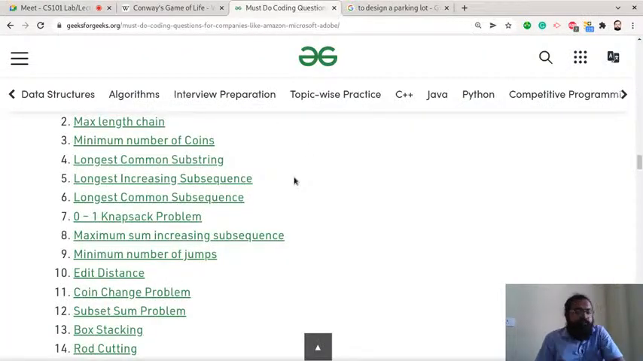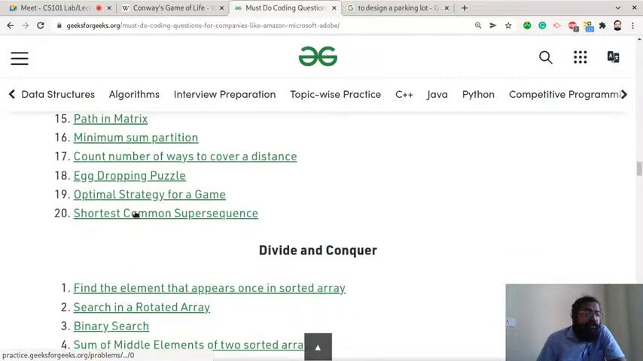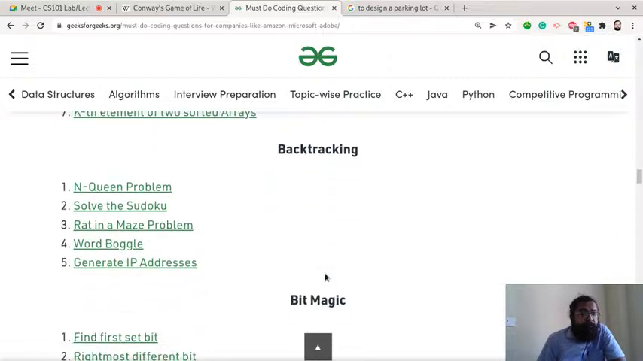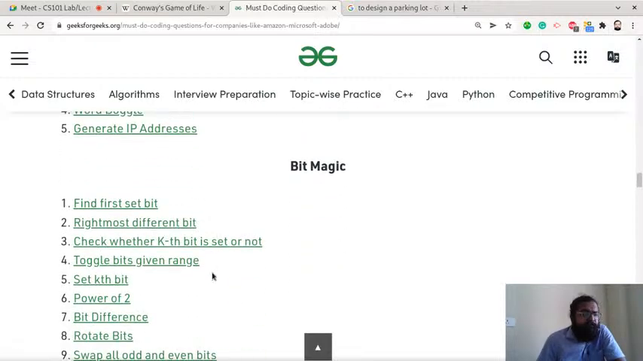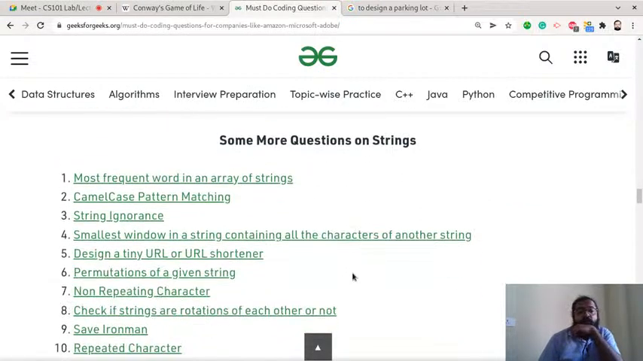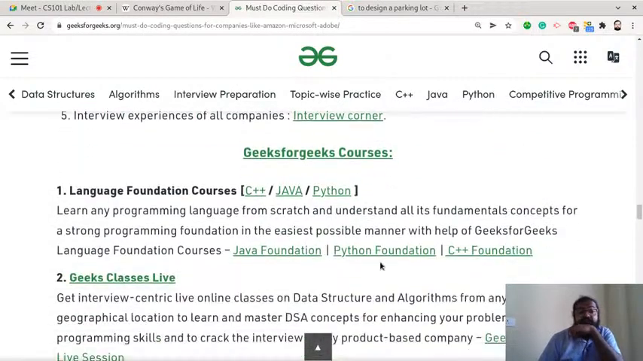Yeah. So we have different questions: road cutting, path in matrix, minimum subpartition, sum partition, egg dropping puzzle, optimal strategy for game, shortest common super sequence, binary search, quick sort, merge sort. Then search in a rotated array, backtracking. N queen problem, solve the Sudoku, rat in a maze problem. You can see that there are so many problems mentioned over here, and you should be wondering, I know nothing of these things, or I know very few of these things.